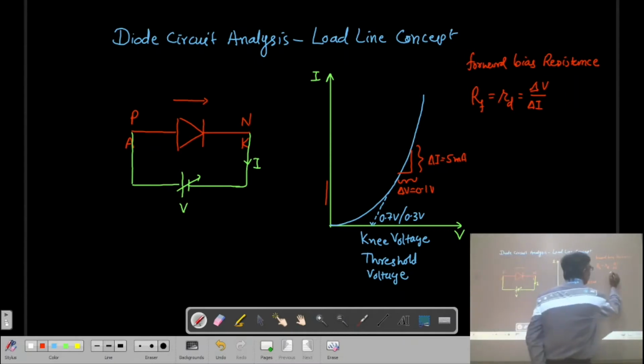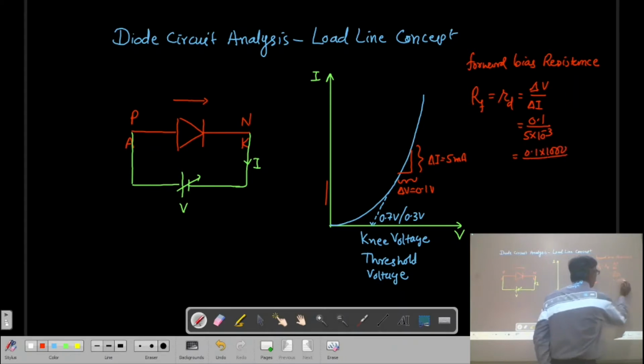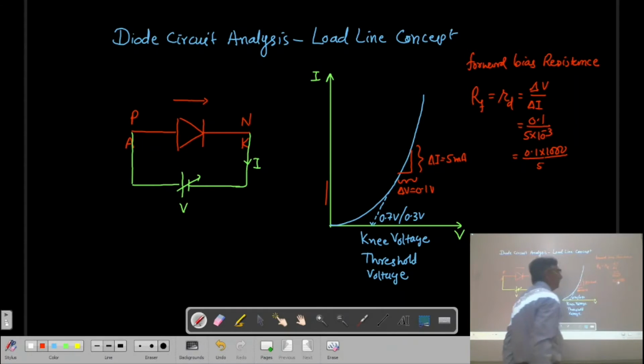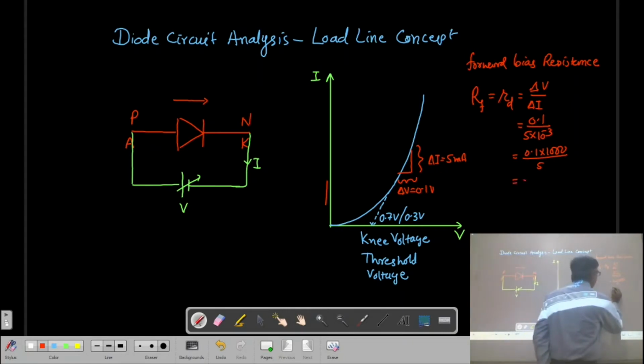Then if you calculate, delta V is 0.1 and this is 5 into 10 raised to minus 3. So it is 0.1 multiplied by 1000 divided by 5, so 50 divided by this, which comes out to be 20 ohms.